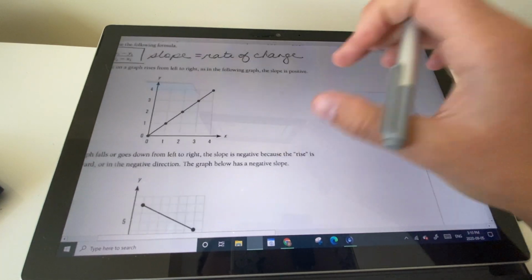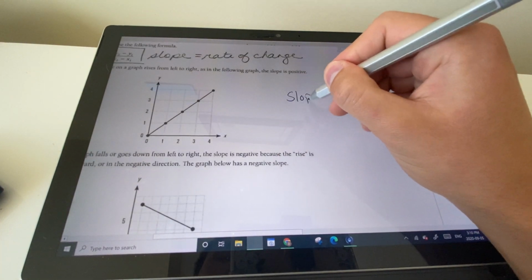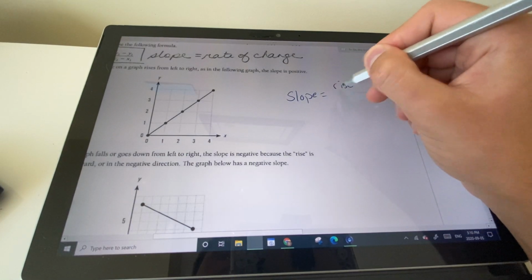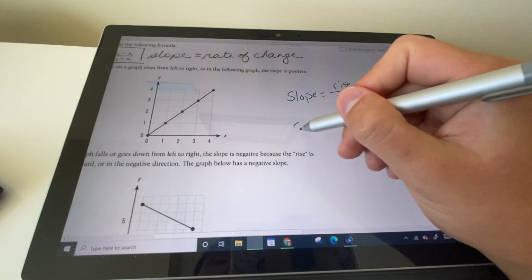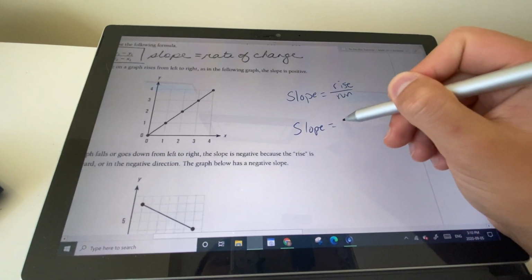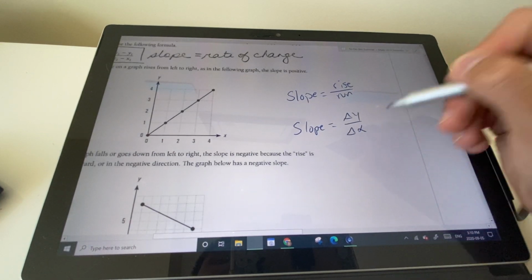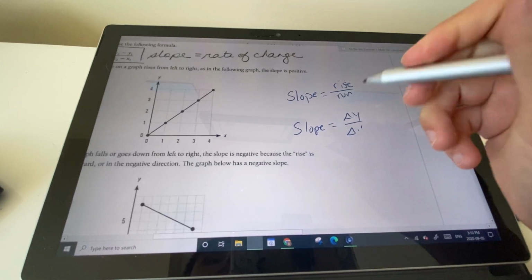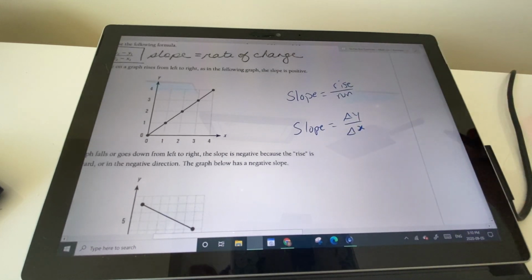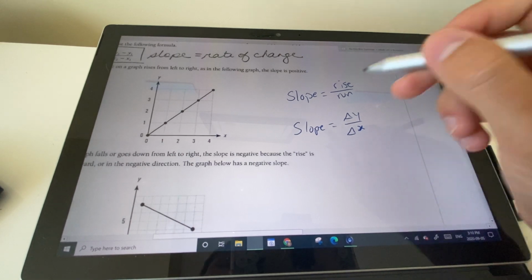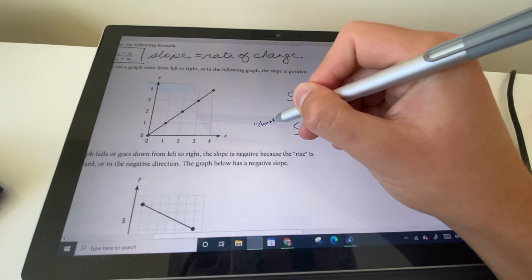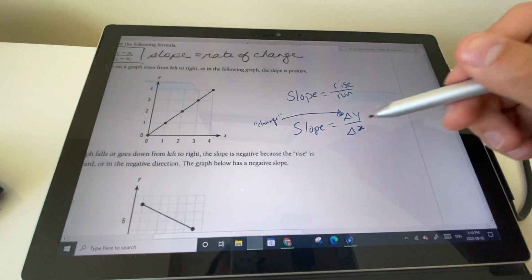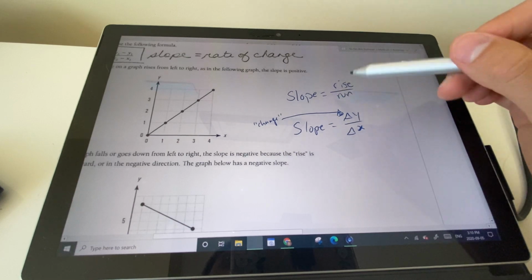From last unit, we learned that slope equals rise over run. Well, now we have a new way to determine slope based on a graph, and that is represented as this. Now, what does all this mean? Recognize this triangle is just a symbol for a word. This triangle here just represents change. So it's the change in y over the change in x, which is exactly what rise over run is.